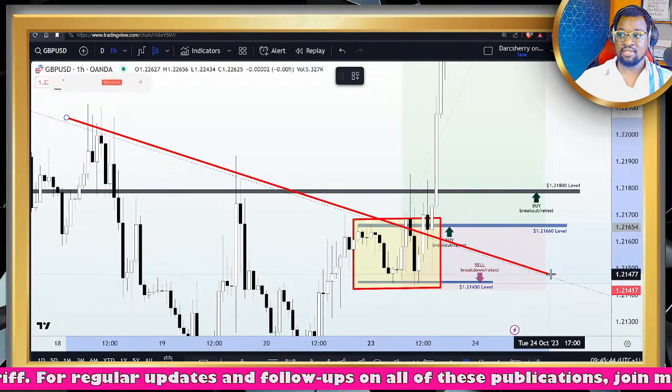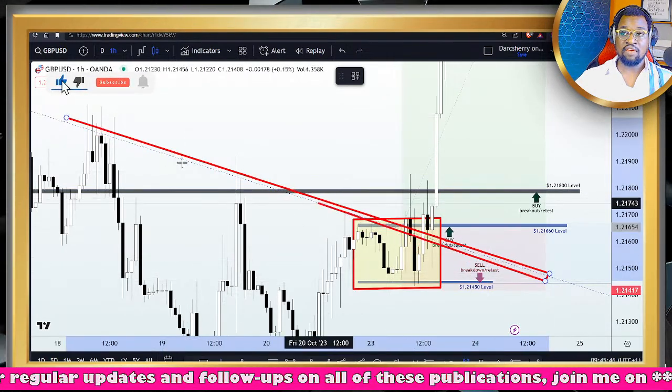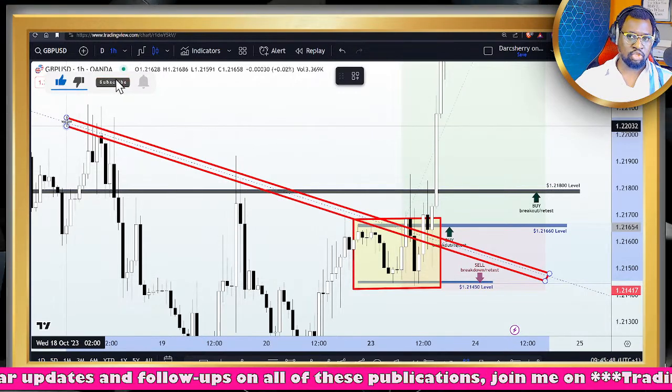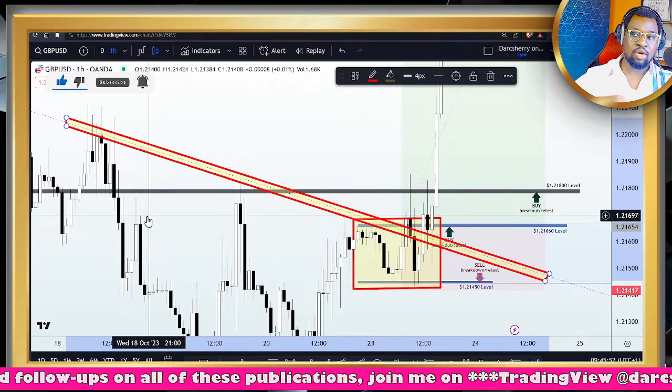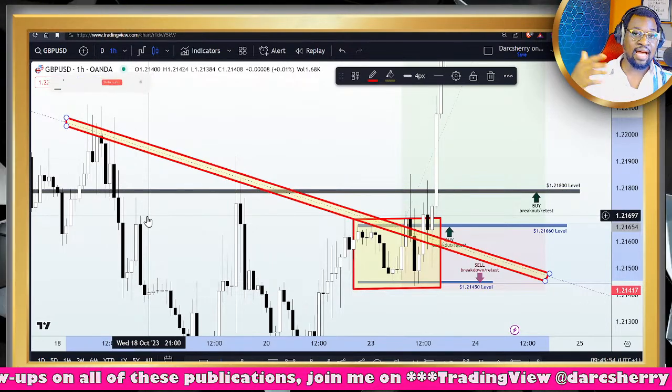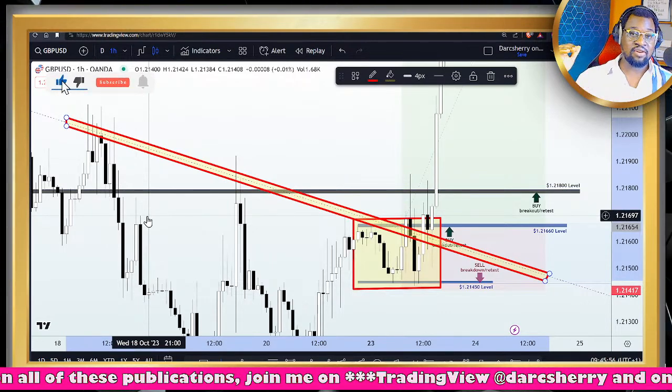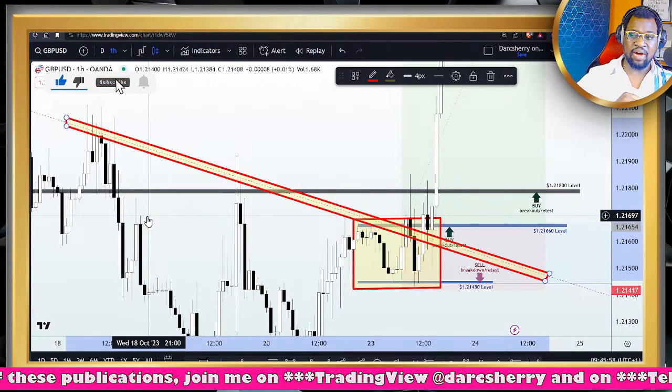Remember, we had this descending trend line where we were looking forward to a buying opportunity if price breaks out and retests that trend line, which will also be breaking out of the resistance line of that range, to give us our first buy position.